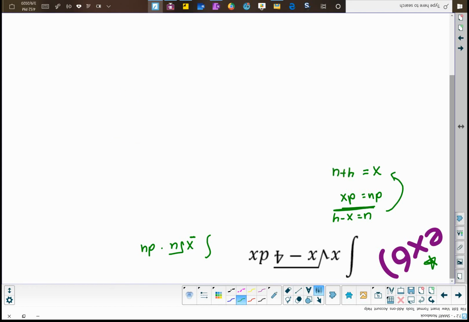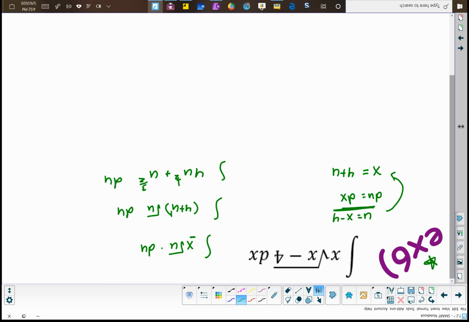So I really have the integral of 4 plus u times square root of u du. So I kind of did a double substitution of u there. Okay, it's kind of cheating a little bit. I'm going to go ahead and distribute that. That is 4u to the 1/2 plus u to the 3/2, right? U to the 1 times 1/2.